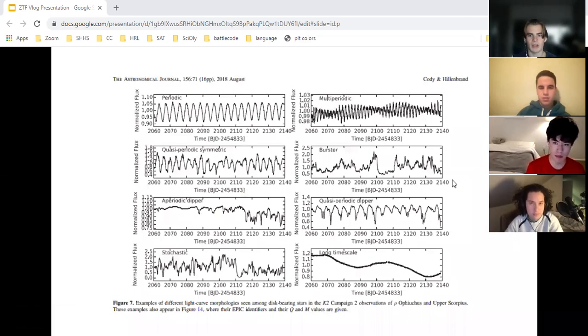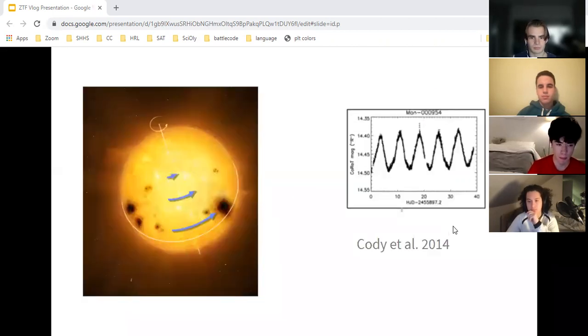There have been a couple of papers published in the field previously that inspired our work. A big one was Cody and Hillenbrand 2018, where they used Kepler data and classified objects in these regions into 8 different classes: periodic, multiperiodic, burster, quasi-periodic, symmetric, and so on. These classes are morphological classes based on quantitative classification metrics. The goal is to associate these classes, these patterns that often repeat themselves in different light curves, with theoretical physical causes of variability. So we have Miles going to talk a bit.